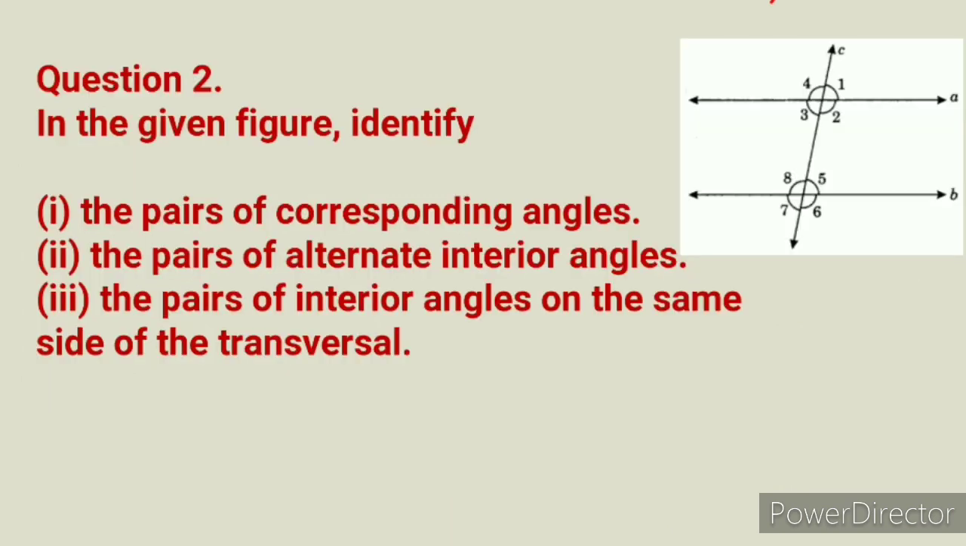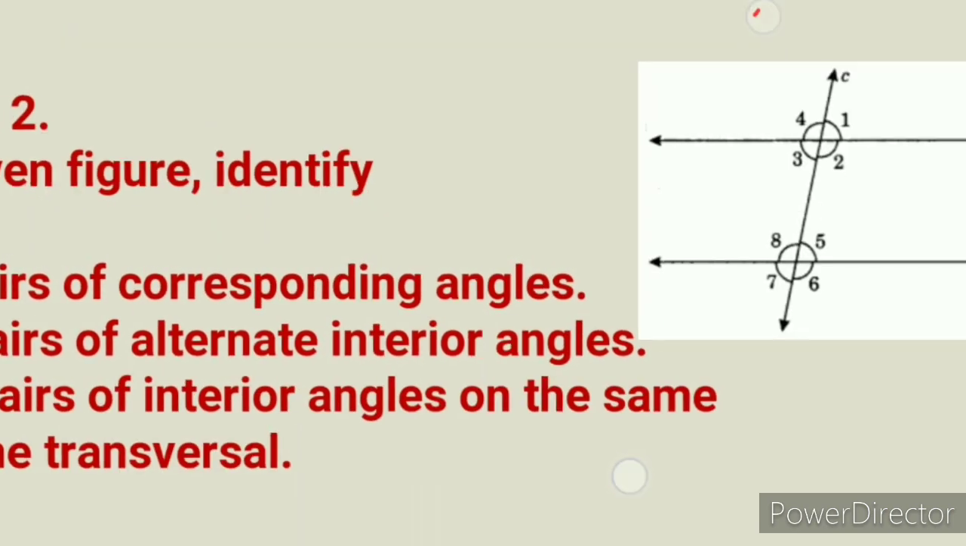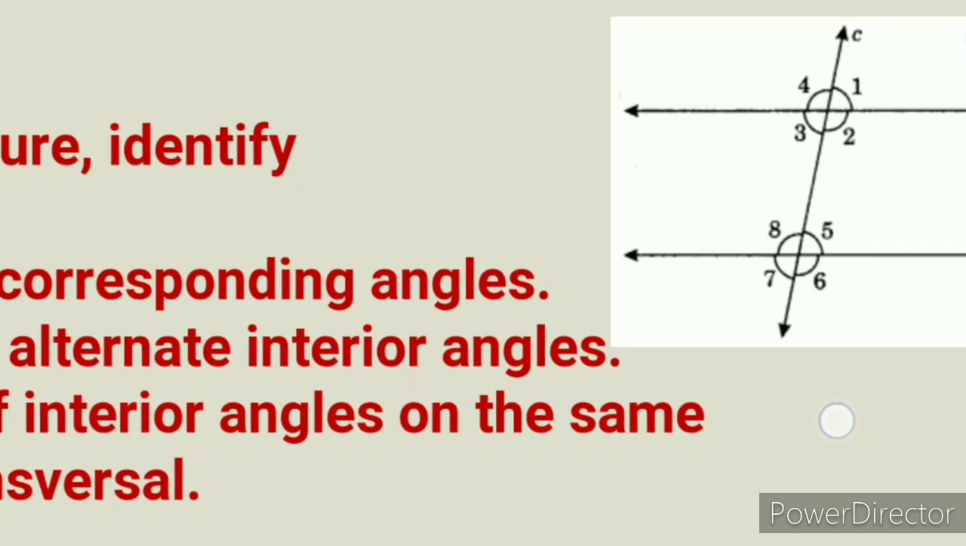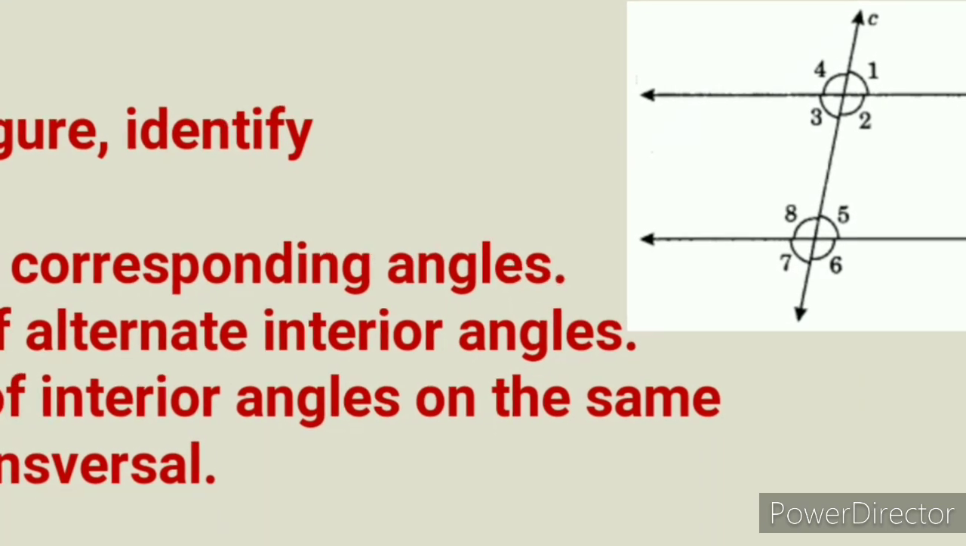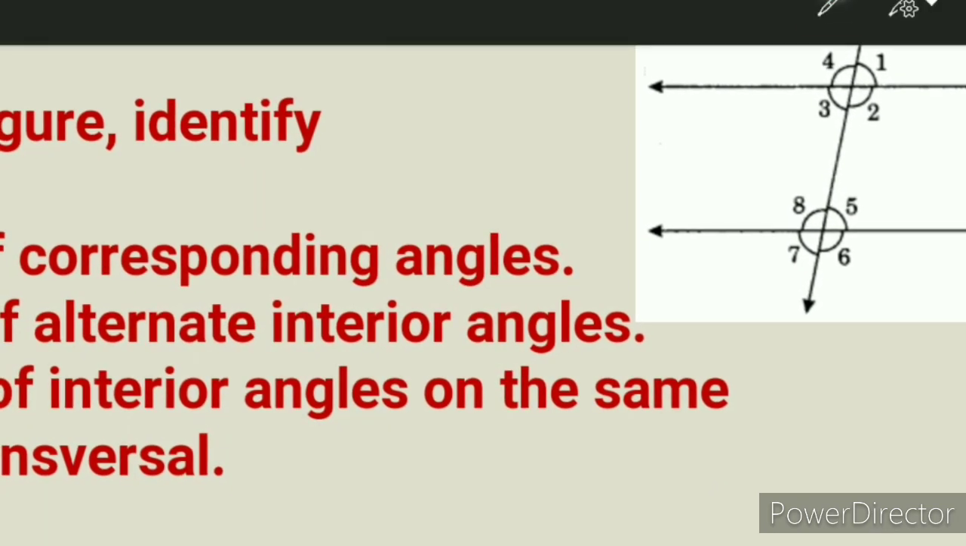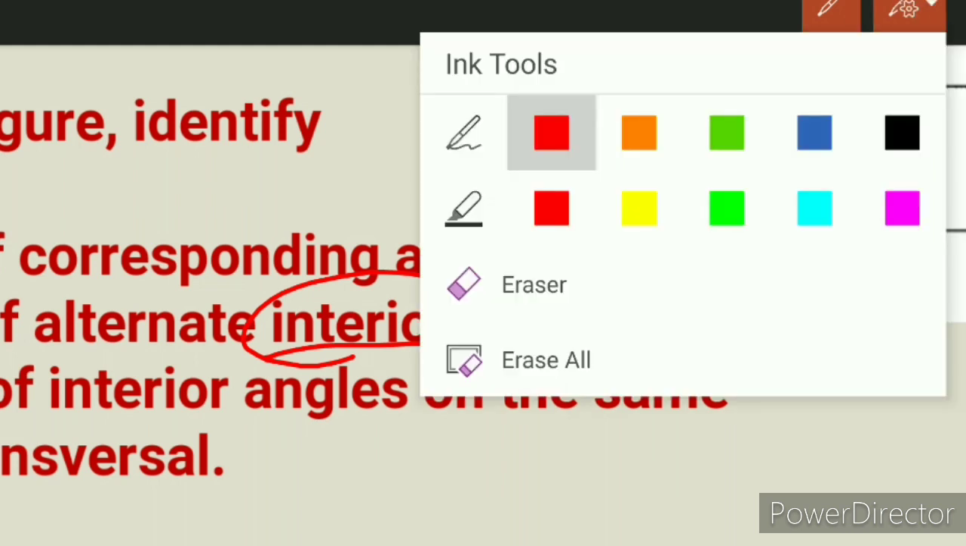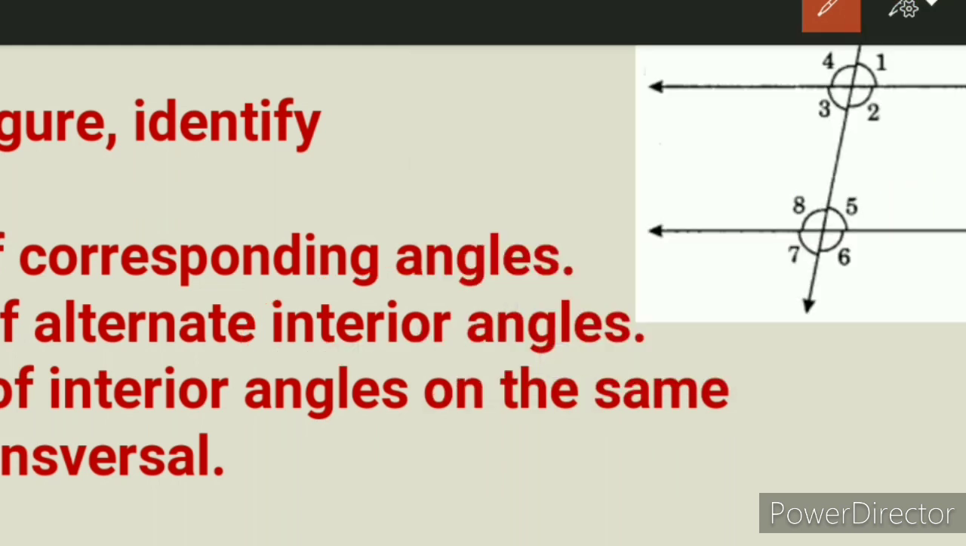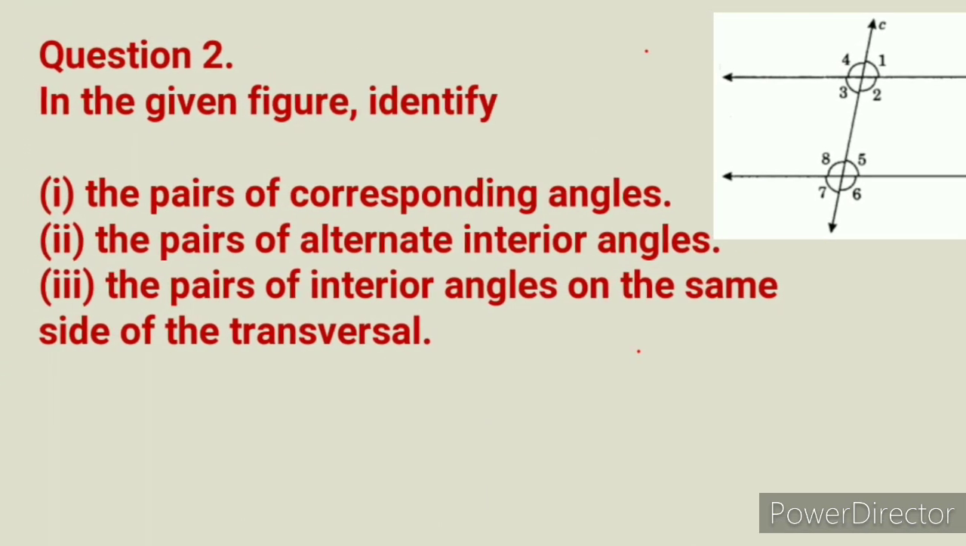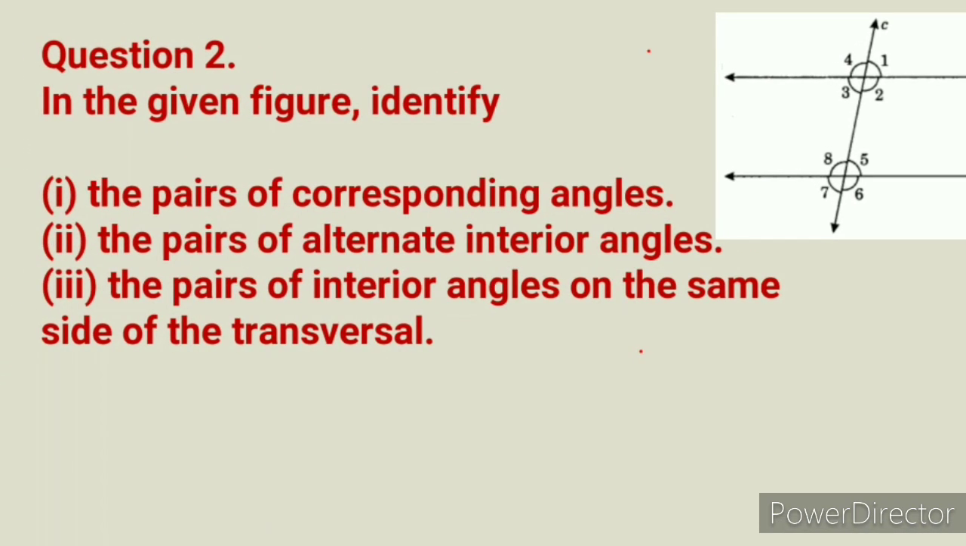Okay. Second part, the pairs of alternate interior angles. They are asking only interior angles, inside the parallel lines, on alternate sides of the transversal: 3 and 5, 2 and 8. Only 2 pairs. Next, co-interior angles on the same side of the transversal: 2 and 5 is one pair, 3 and 8 is another pair. Got it? Yes. Copy down.